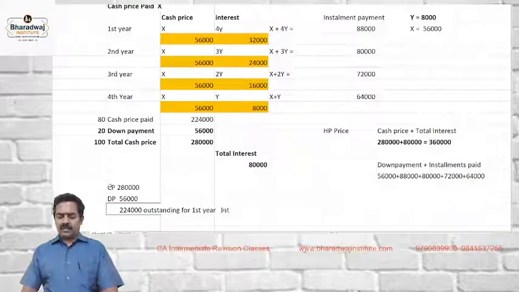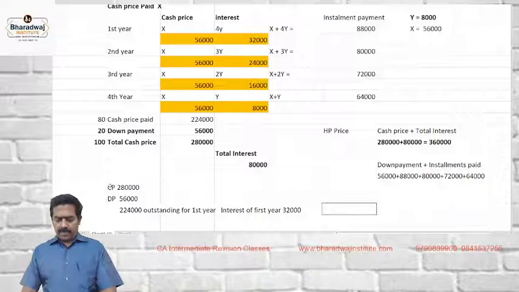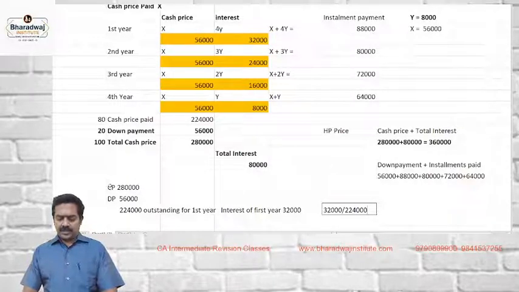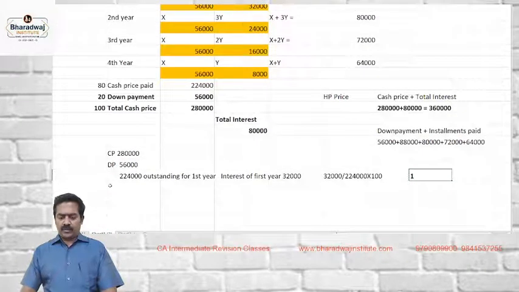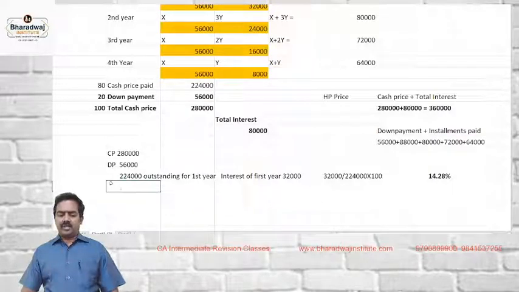What is the interest of the first year? 32,000. Work out the rate of interest. 32,000 divided by 2,24,000 into 100. How much do you get? 14.28%. You can verify this with the second year also.